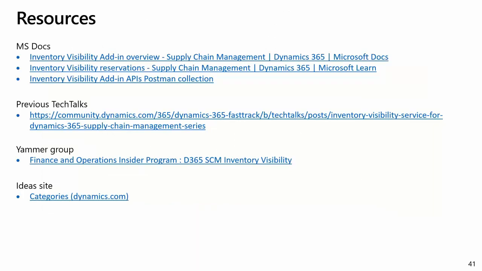Okay, so that's the soft reservation and offset feature of inventory visibility service.